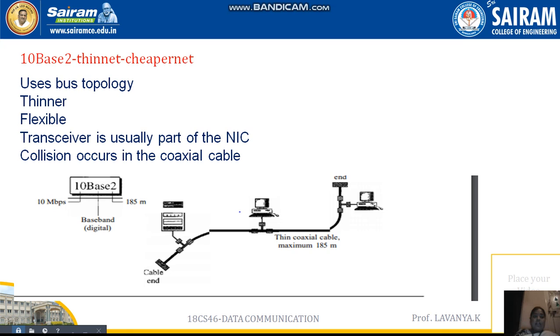In 10Base5 we are using the thick coaxial cable, and this will be tree connections, and it is much cheaper than the tap installation. Because of the thin coaxial cable, it is very flexible. So this is our 10Base2 Ethernet cable.